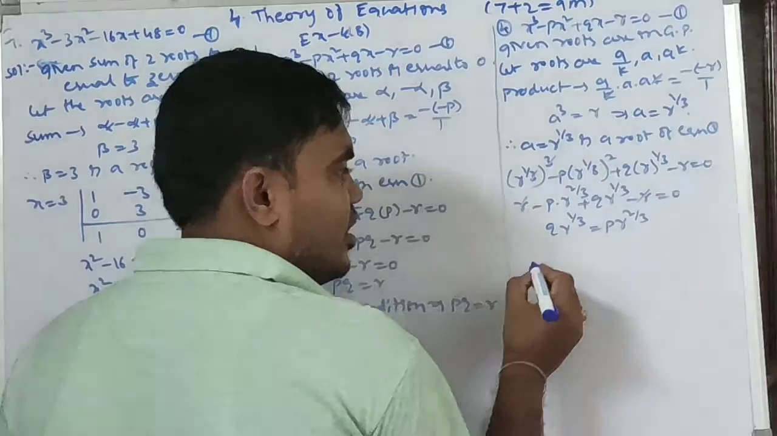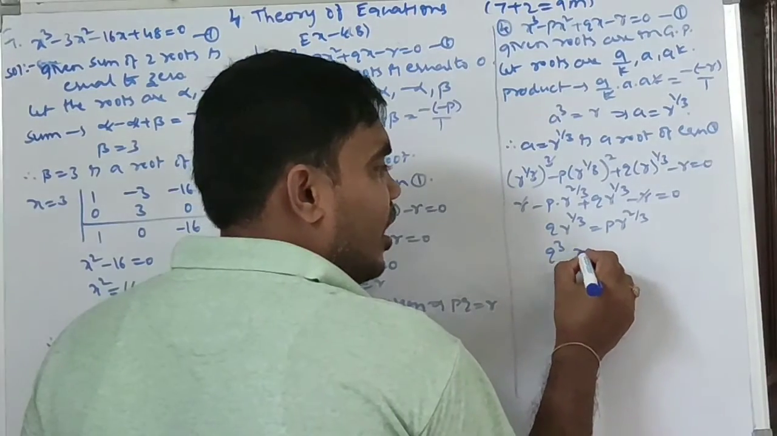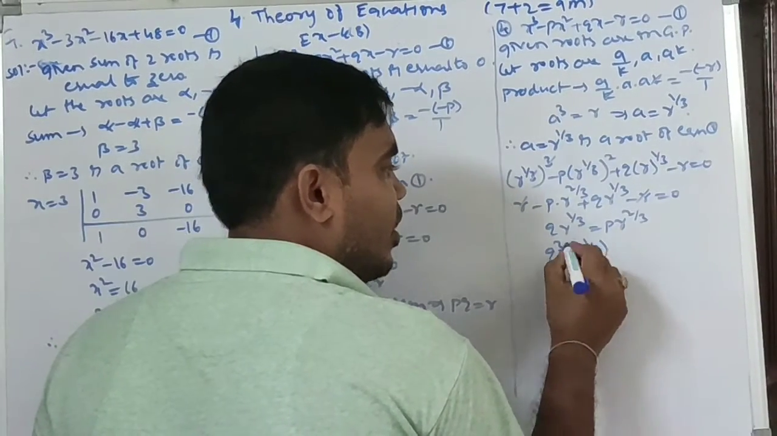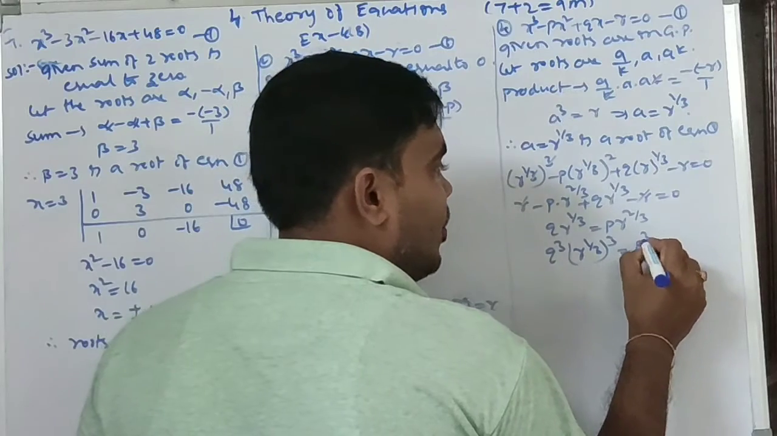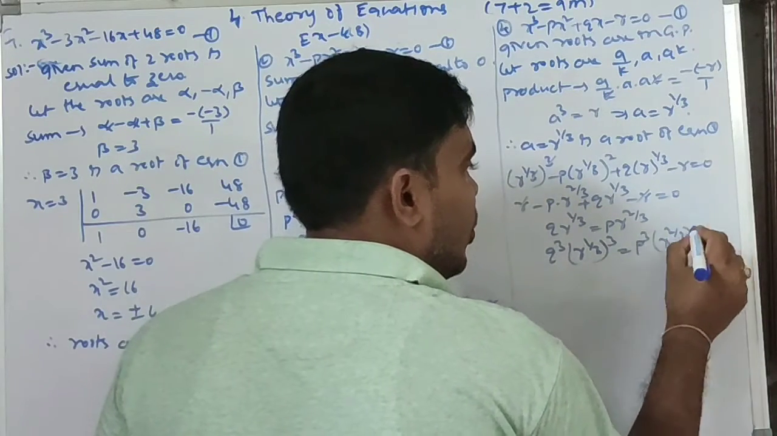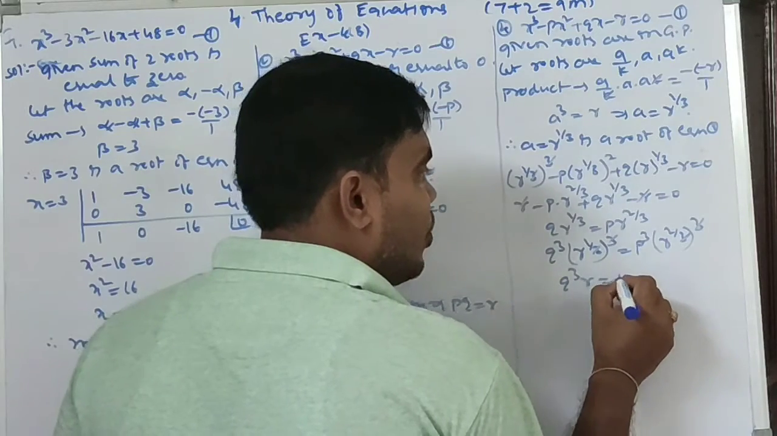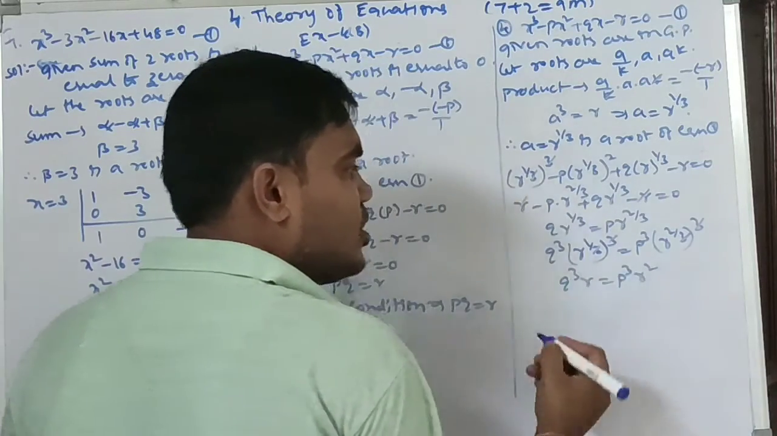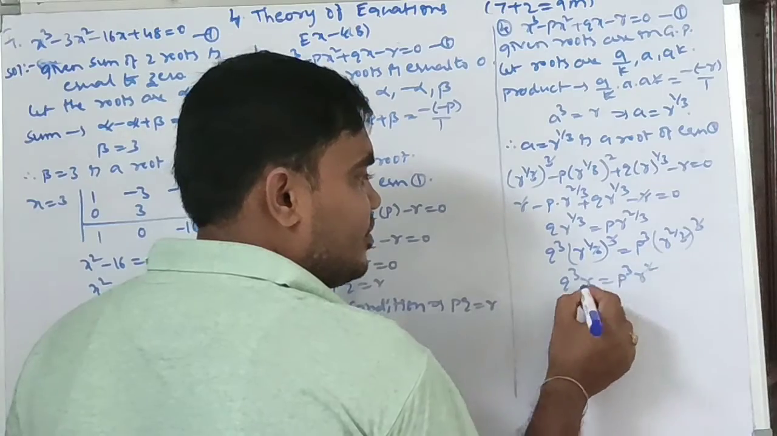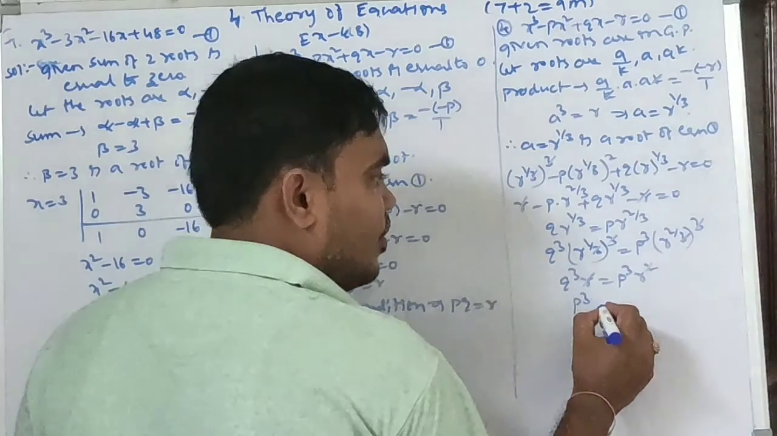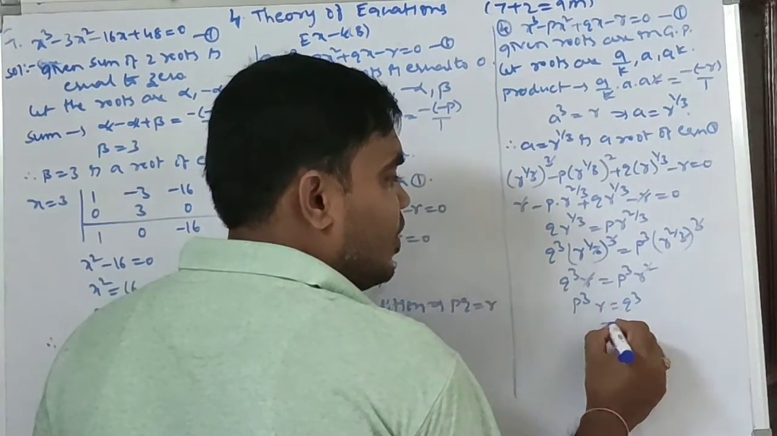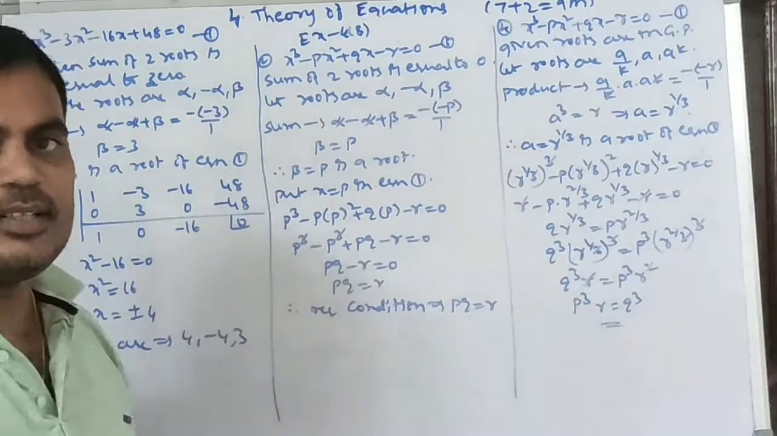Cubing on both sides, q cube into r power 1 by 3 whole cube equal to p cube into r power 2 by 3 whole cube. 3 cancels, 3 cancels, q cube r equal to p cube r square. On both sides, one of the r cancels. P cube r equal to q cube. This is the required condition.